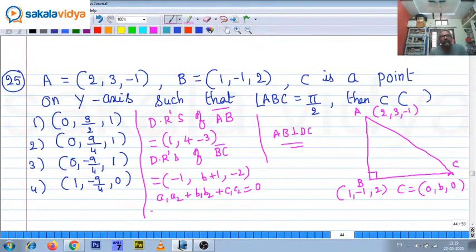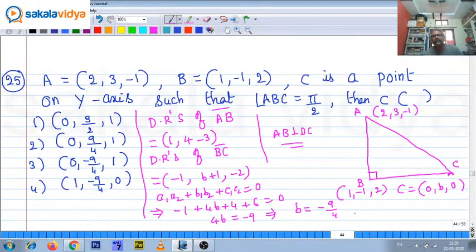So that means the AB vector and BC vector dot product is also 0. That we can also apply. So we can write 1 into minus 1 plus 4b plus 4 plus 6 equals 0. 4b equals minus 9. B equals minus 9 by 4.